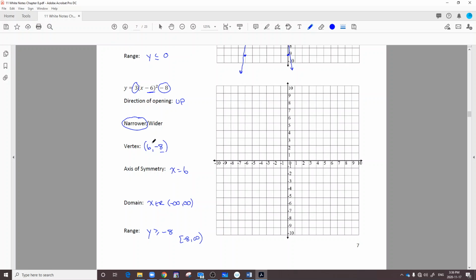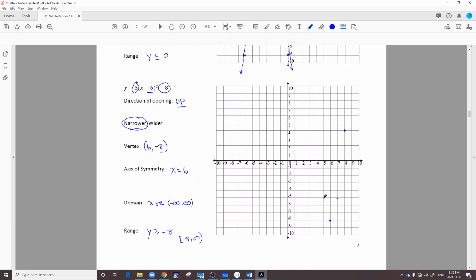So when you're sketching this, first thing you do, plot your vertex, 6, -8. Then it's opening up, and it's going to be narrower, or stretched by a factor of 3. So normally your parabola would go over 1 and up 1. Instead, we're going to go over 1 and up 1, 2, 3. Normally we go over 2 and up 4, and instead we're going to go up 12. So I'm at -8. So that's 8, 9, 10, 11, 12.